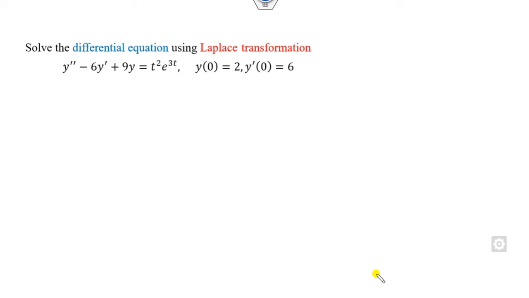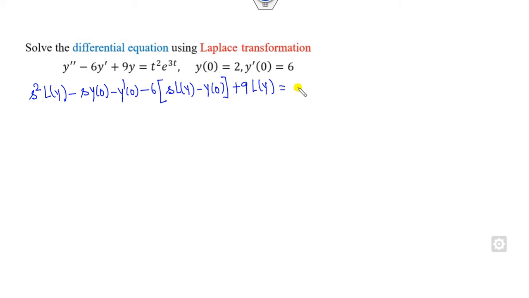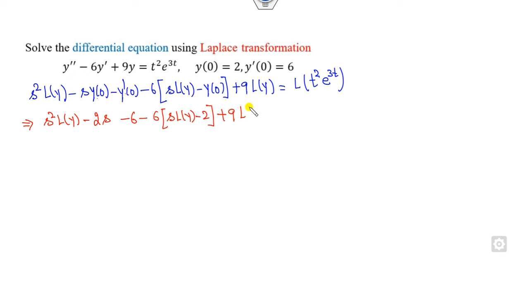Okay, look at this next one. Again, applying the Laplace transformation: s square L of y minus s y0 minus y dash 0 minus 6 s L of y minus y0 plus 9 L of y, which is the Laplace of t square e raised to power 3t. So y of 0 is 2: s square L of y minus 2s. y dash 0 is 6: minus 6 s L of y minus 2, plus 9 L of y.